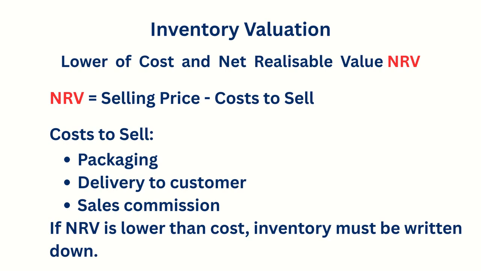The reason we use the lower figure is to follow the principle of prudence. If inventory has fallen in value, perhaps due to damage, expiry, or lower demand, we cannot overstate its worth. So if NRV is lower than cost, the inventory must be written down. This ensures that the financial statements reflect a realistic value of stock.